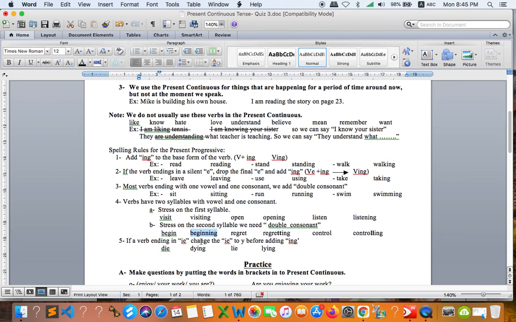And the last one, number 5, if a verb ends in IE, you have to change the IE to Y before adding ing. As you can see, die, you cannot just add ing. You have to change IE to Y and add ing. Lie, the same thing, so we change IE to Y and add ing. All right, hopefully you get this.